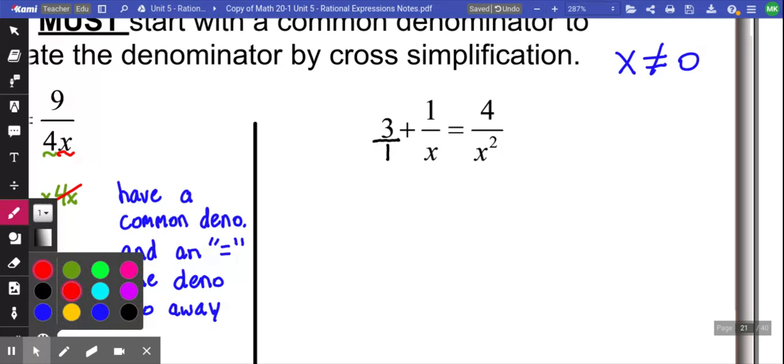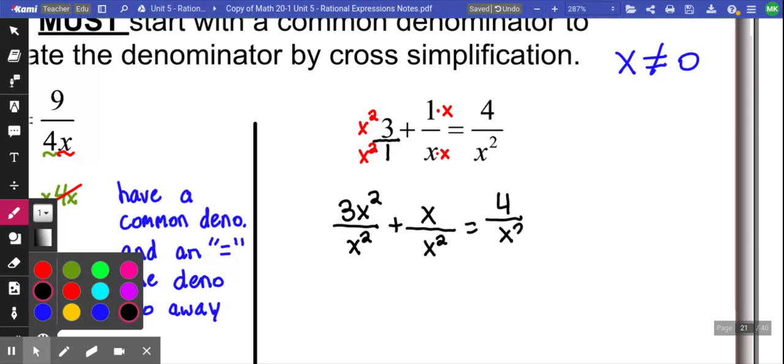Now when we get that common denominator, this one needs to be multiplied by x. This one needs to be multiplied by x squared. That will give me x squared on the bottom of every single term. So I now have 3x squared divided by x squared plus x divided by x squared equals 4 divided by x squared. And we can use our newfound trick, which is once you have a common denominator and an equal sign, the denominators go away. And all you have left is 3x squared plus x equals 4.